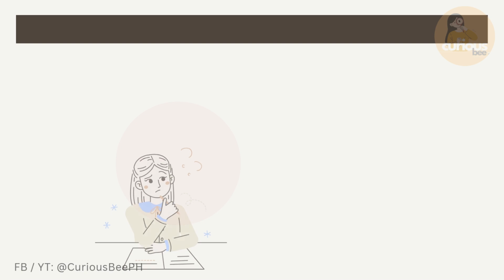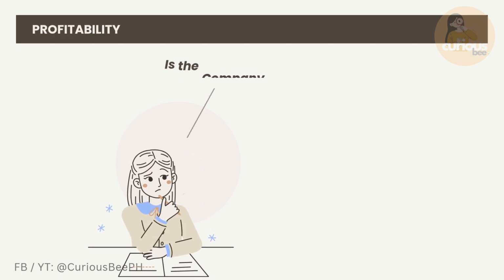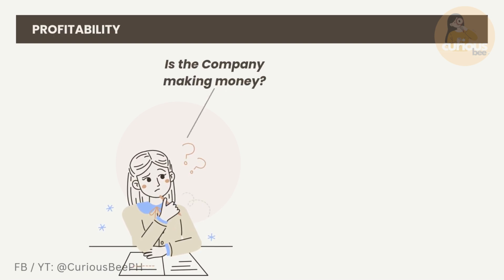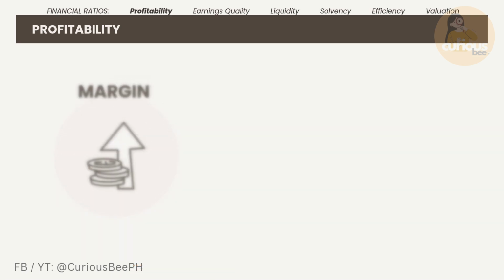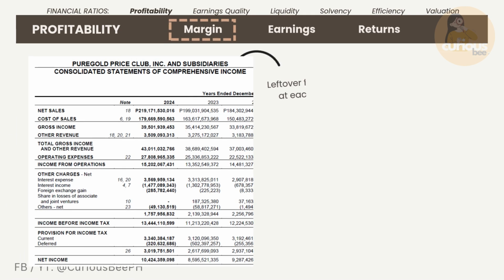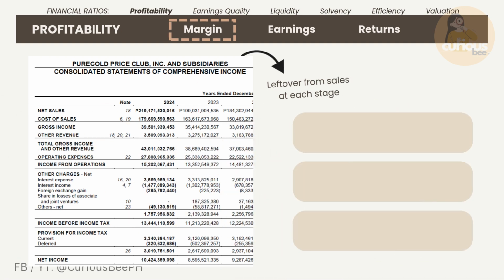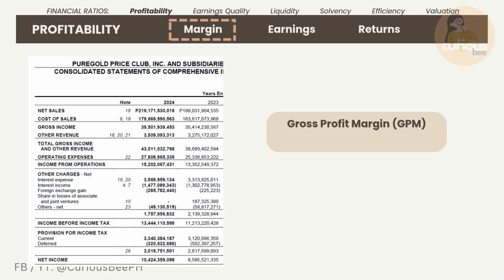The first angle we'll look at is profitability, which answers the question, is the company making money? These are ratios that show how well a company generates profits. It looks into margins, earnings, and returns. Margins show how much profit the company keeps at different stages of the business, from sales to operations to final net income.